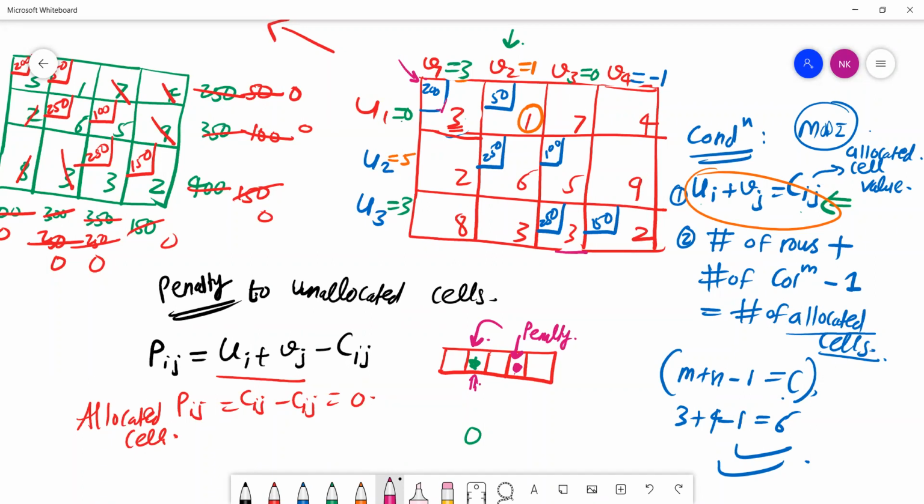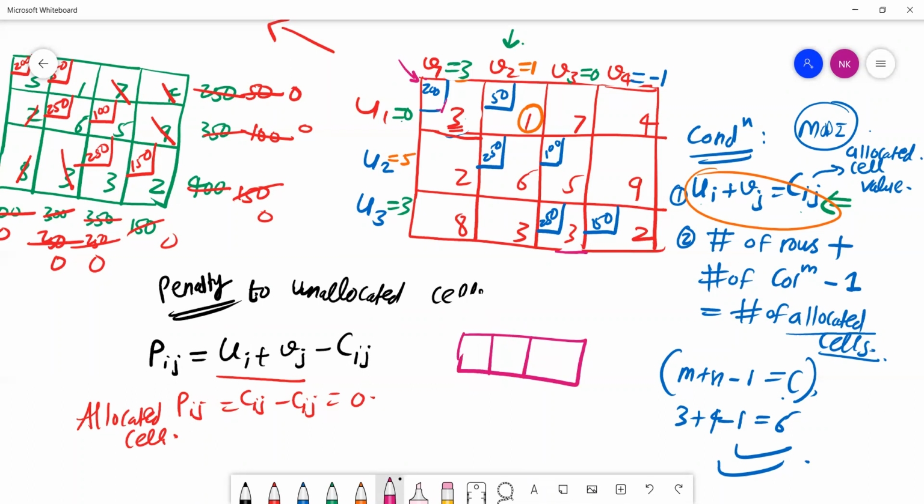So the same thing is happening over here. There are chances that the allocations we have done may be wrong. So I am intentionally saying that I will be giving the penalty to the unallocated cell. Same thing like this one: the case where the person who didn't misbehave was given the penalty.